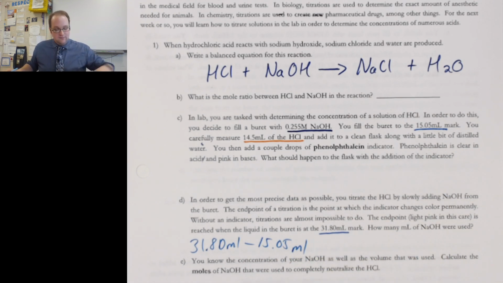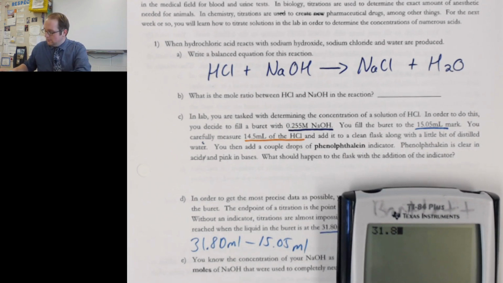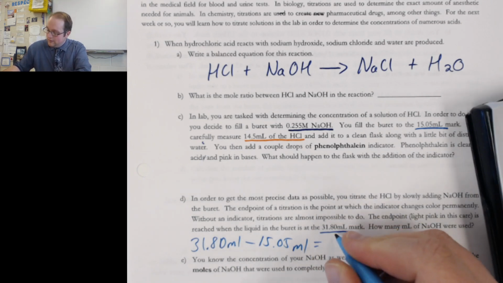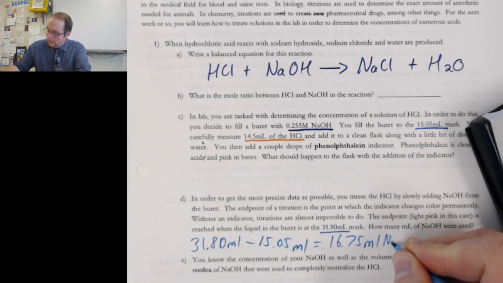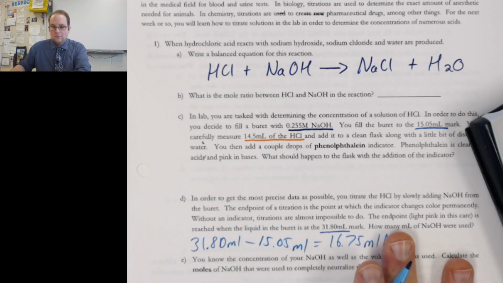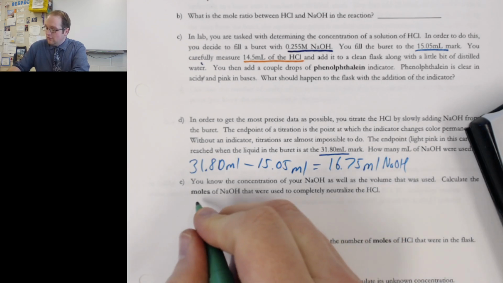Make sure to tap that into your calculator, and you will end up with 16.75 milliliters. This is how much NaOH was used in the titration. So, more importantly though, we don't care about the milliliters of NaOH, I care about the moles of NaOH that I used. And that's what I'm going to need to do to convert to HCl.